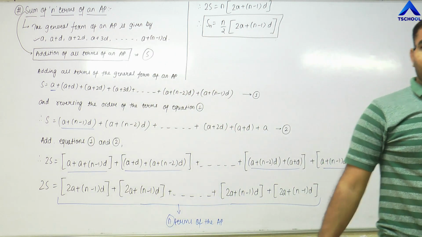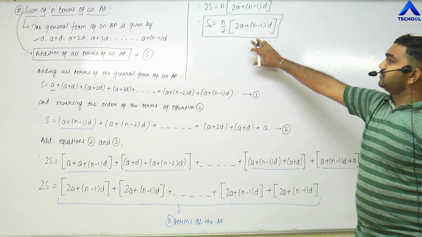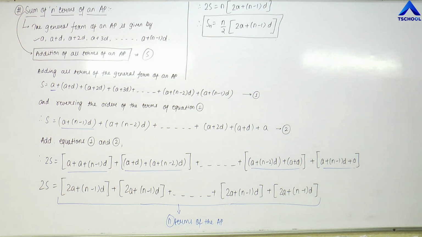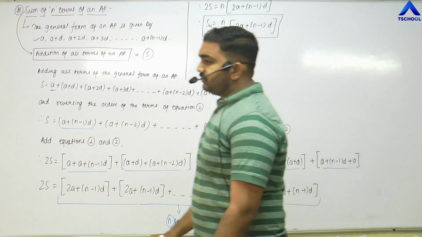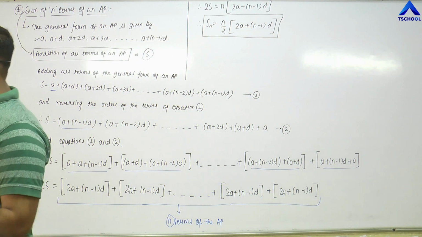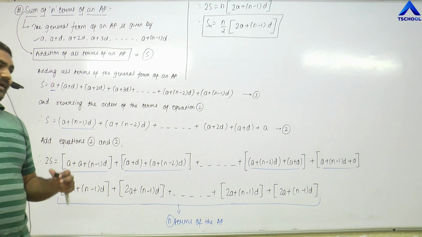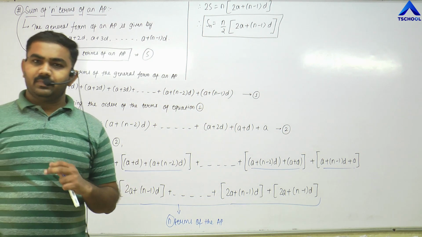Again I am repeating, the summation of first n terms of an arithmetic progression is given by Sn equals n by 2 into 2a plus n minus 1 into d, right? That is the formula to find out the sum of first n terms of an arithmetic progression.